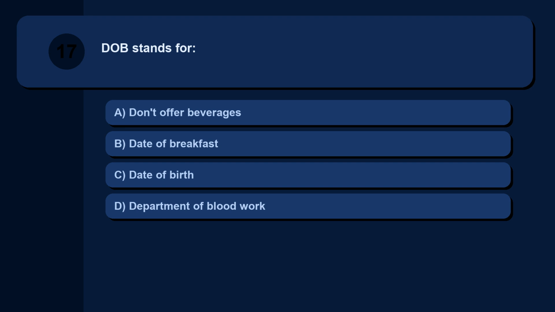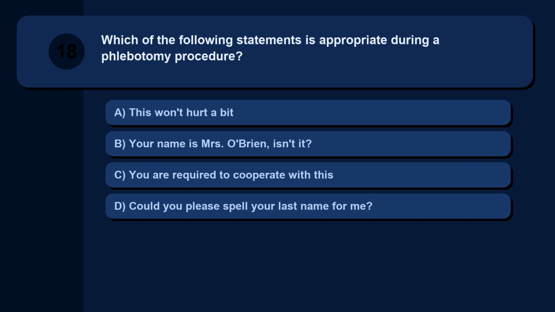Question 17. DOB stands for: Don't offer beverages, date of breakfast, date of birth, Department of Blood Work. DOB is a common abbreviation in medical records referring to a patient's date of birth, which is important for verifying identity and patient information.